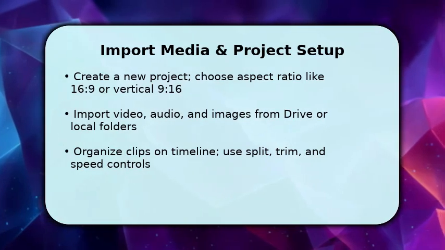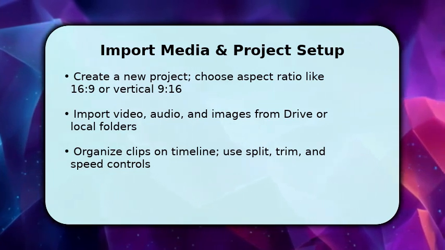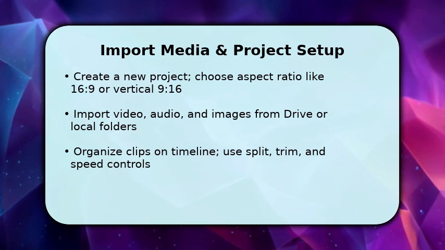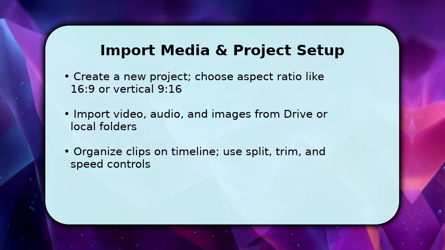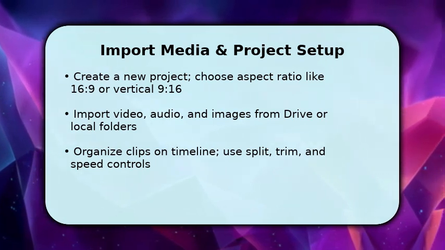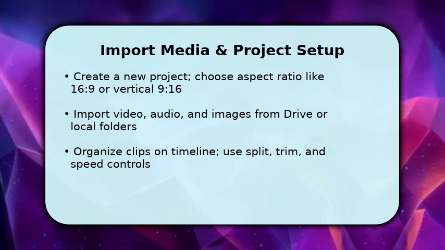Next, create a new project and pick the aspect ratio that matches your target platform, because that determines framing. Then import video, audio, and images from Google Drive or your Downloads folder. Make sure files are fully synced before dragging them to the timeline.